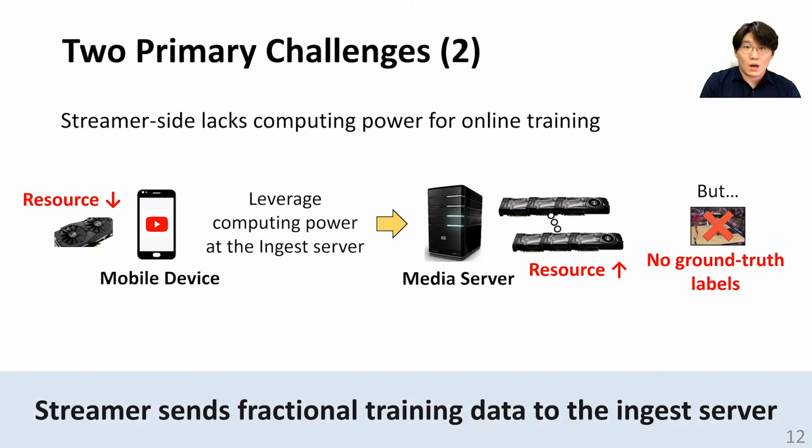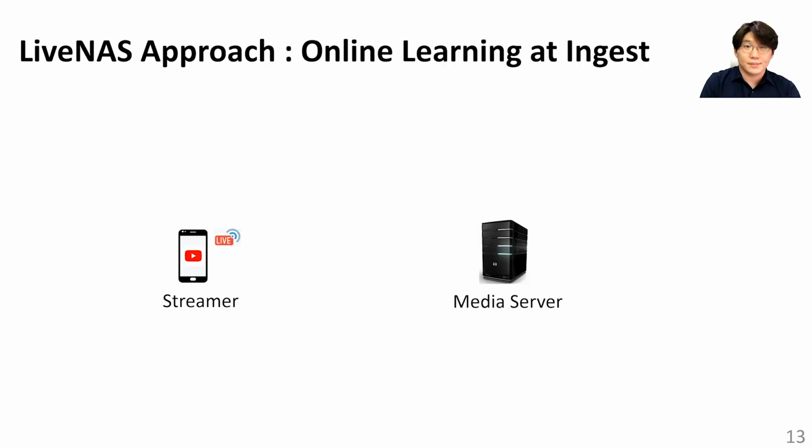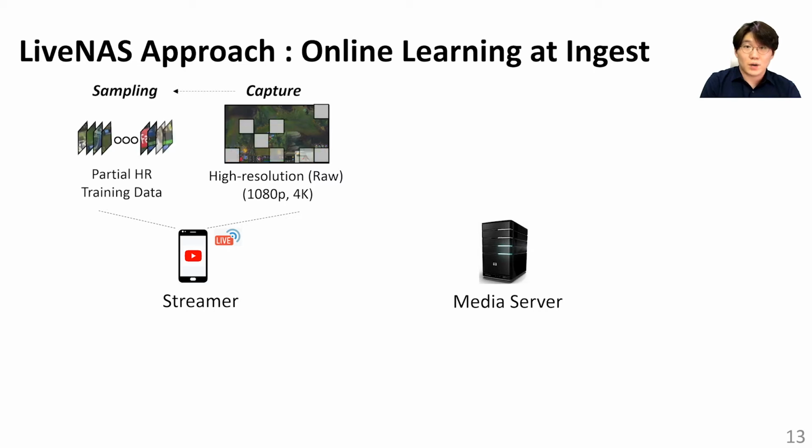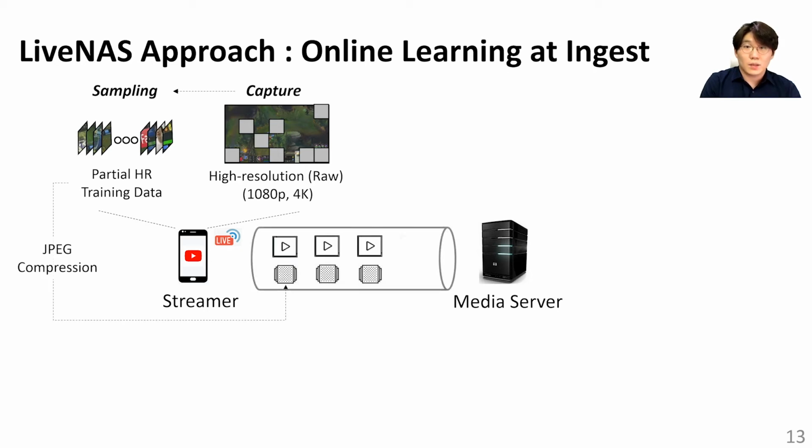Leveraging this, our solution is that the streamer sends fractional training data to the ingest server. To explain in detail, LiveNAS operates both at the streamer and the server side. At the streamer side, the camera captures the high-quality stream before its compression, and LiveNAS samples partial high-resolution data, which is used for training. Then, the streamer sends the sampled training data patches along with the compressed live video frames.